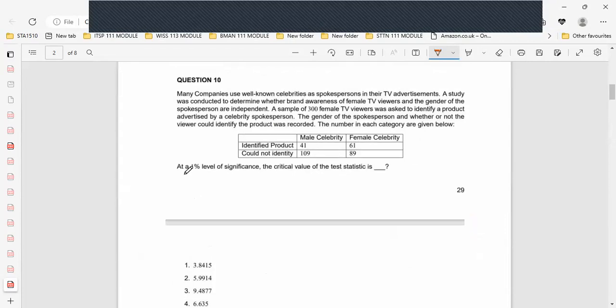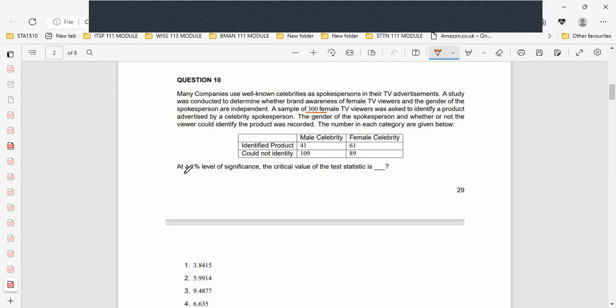So when looking at question 10, they say, many companies use well-known celebrities and spokespersons in their TV advertisements. A study was conducted to determine whether brand awareness of female TV viewers and the gender of the spokesperson are independent. A sample of 300 female TV viewers, n equals 300, was asked to determine a product advertised by a celebrity spokesperson. Now, the gender of the spokesperson and whether or not the viewer could identify the product was recorded. The numbers in each category are given below.